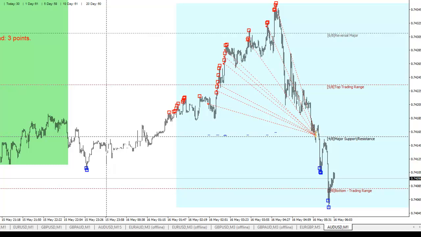So 10 trades, 10 pips, that's 100 pips profit for the day. That's a good morning's work for the Asian session. Any questions, just let me know.